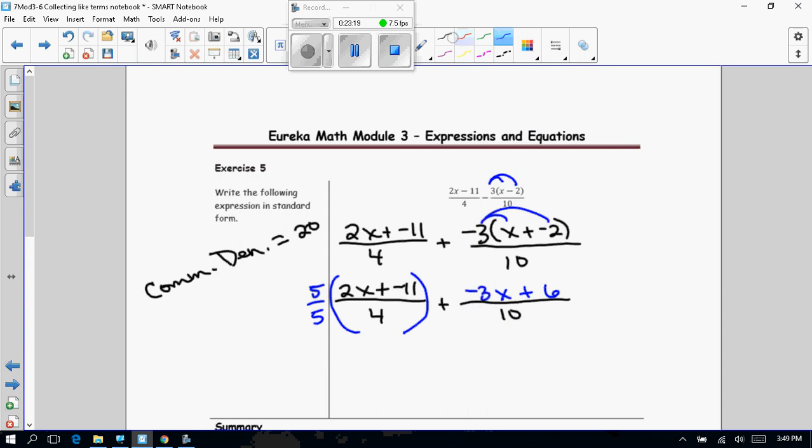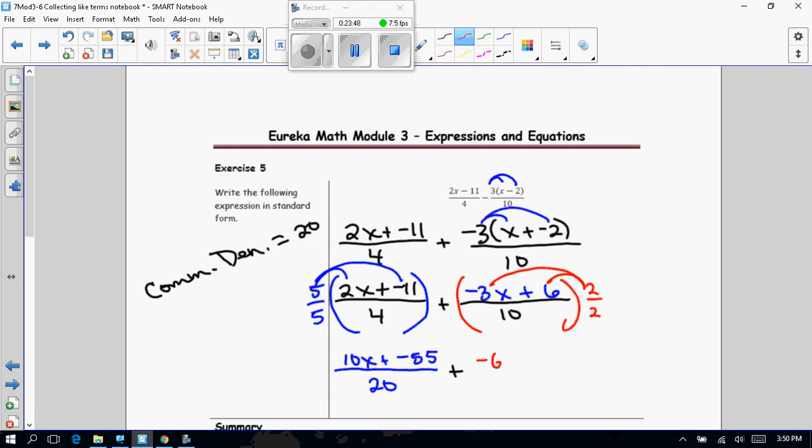So I'm going to multiply everything, both the top and the bottom, by 5. And I'm going to multiply the second one, everything, both the top and the bottom, by 2. All right. So in other words, I'm going to distribute 5 to everything up here. 5 times 2x is 10x, plus 5 times negative 11 is negative 55, all over 20, plus, now I'm going to distribute the 2. 2 times negative 3x is negative 6x, plus 2 times 6 is 12, all over 20.